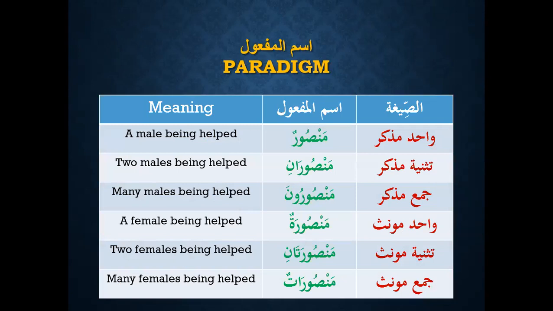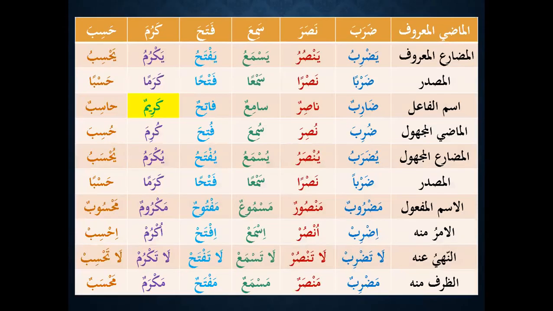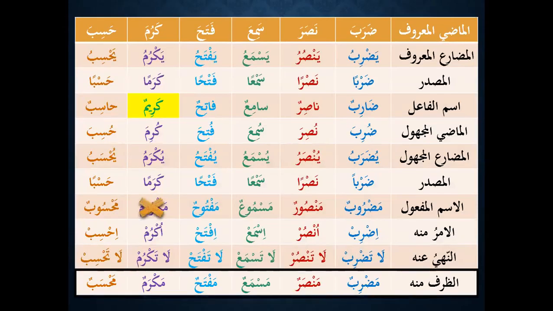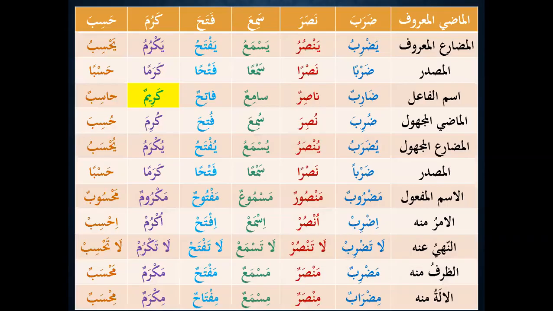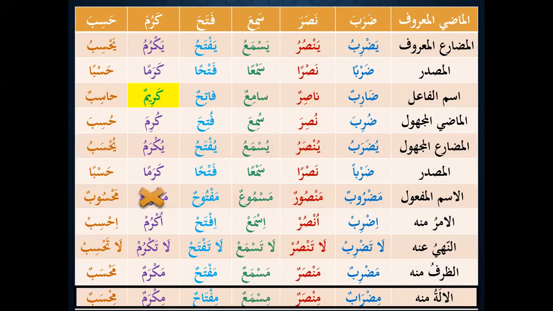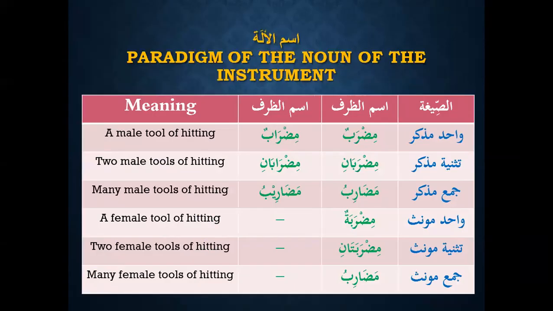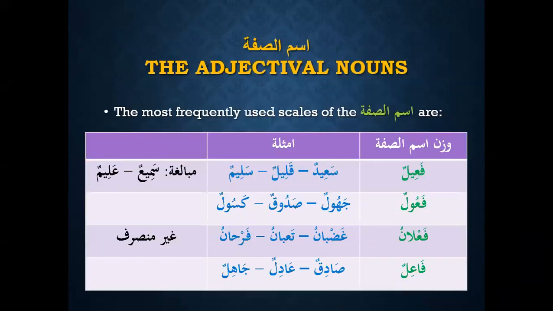And the paradigm will be Mansurun, Mansurani, Mansuruna, Mansuratun, Mansuratani, Mansuratun. And then there will be Dharf on the scale of Maf'al, Maf'alani, Maf'aluna, Mafa'il. Sorry, Jama Muzakkar is actually the broken one, so Mafa'il. And this is the Ghairu Munsarif, that's why it doesn't take tanween. Then Ala: Mif'al, Mif'al, and Mif'ala, all three scales. So Midrab, Midrab, and Midrabah. And Ismu Sifa on the scale of Fa'il, Fa'ul, Fa'alan, and there are several others, but these are the common ones.